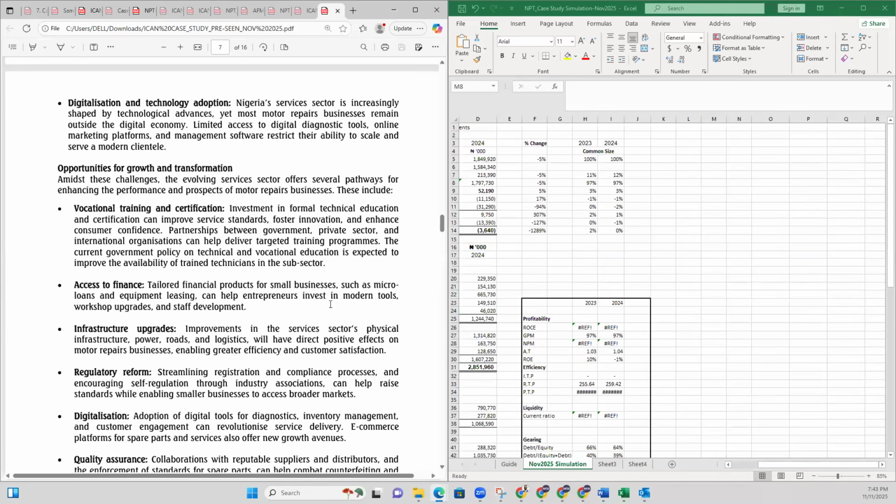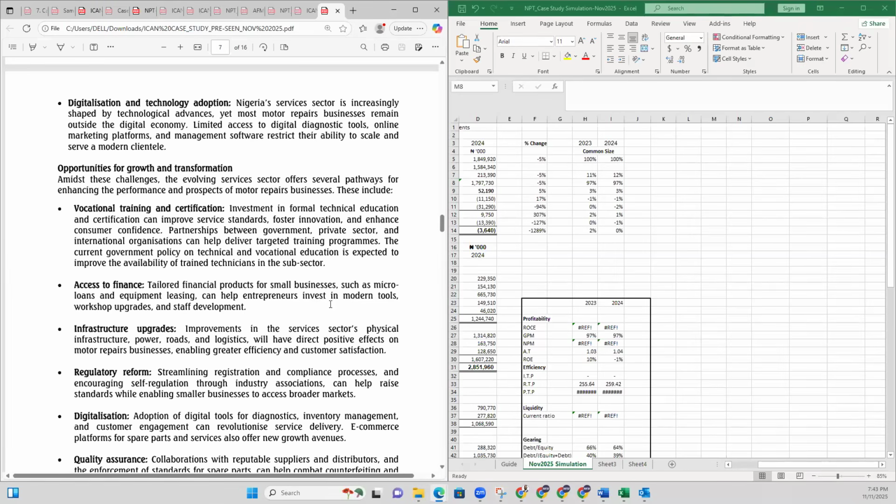Digitalization and technology adoption. Nigeria's service sector is increasingly shaped by technological advances, yet most motor repairs businesses remain outside the digital economy. Limited access to digital diagnostic tools, online marketing platforms, and management software restricts their ability to scale and serve a modern clientele.